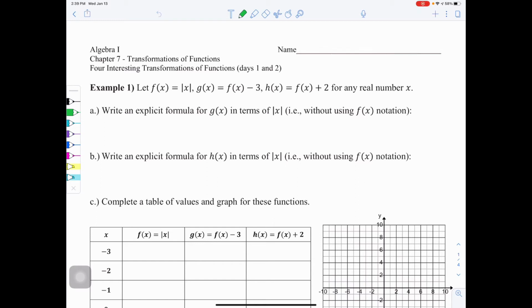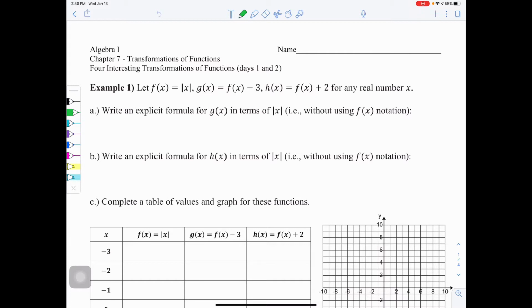Our next lesson is called 4 Interesting Transformations of Functions, and we're going to use this for days 1 and day 2. So we're going to start with an example. I need you to make sure that you have 3 different colors that you can use when creating this graph, either 3 different colored pencils or a pencil and 2 other colored pencils, so that you can make nice, neat pictures that are easy to read, okay? So if you need to pause the video and go grab those materials, please do so now.